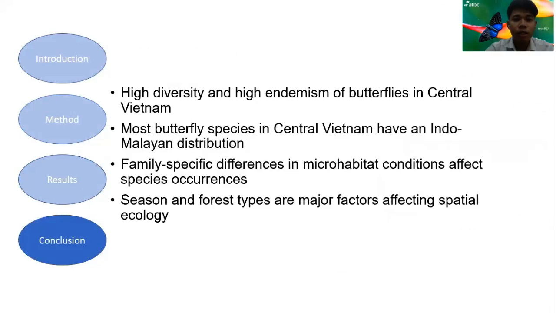So we conclude that Central Highlands Vietnam has high diversity and high endemism. We found most butterflies in Central Vietnam have an Indo-Malayan distribution, and family-specific differences in microhabitat conditions affect species occurrence, and season and forest type are 2 major factors that influence the spatial ecology of butterflies.